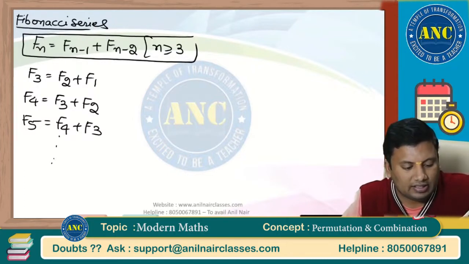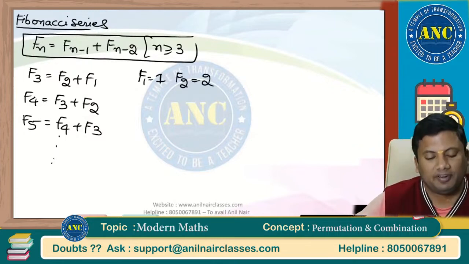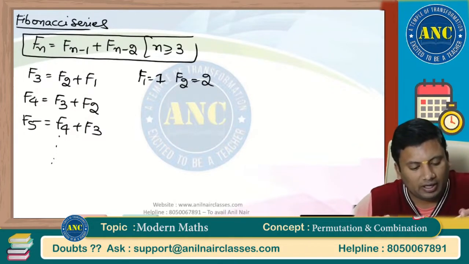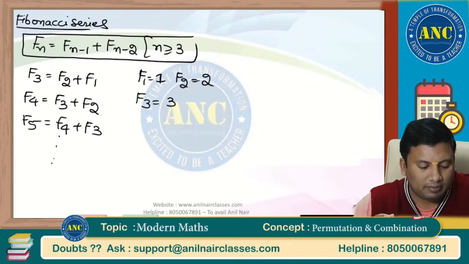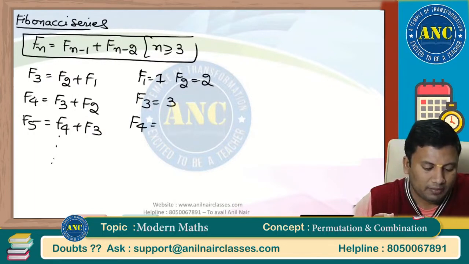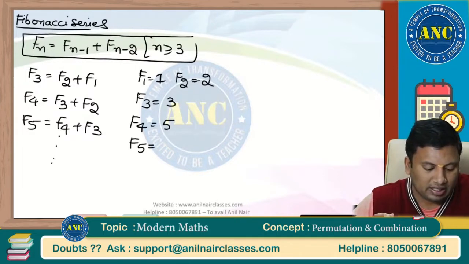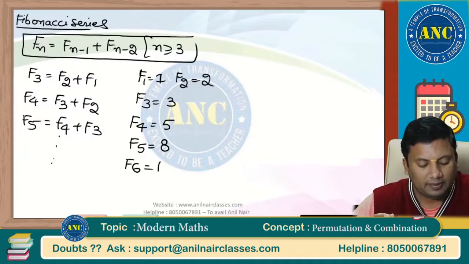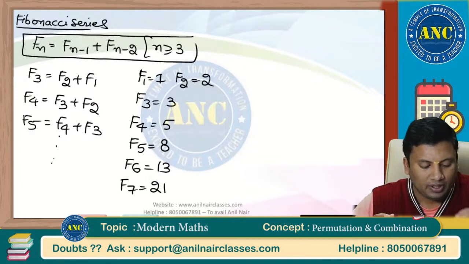So in the Fibonacci series, the first two values will be given: F1 equals 1 and F2 equals 2. So F3 will become 1 plus 2, it is nothing but 3. F4 will become 3 plus 2, it is nothing but 5. F5 is nothing but 5 plus 3, 8. F6 is nothing but 8 plus 5, 13. F7 is nothing but 21, and so on.